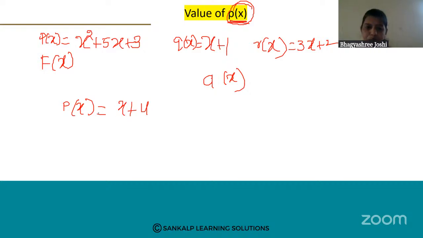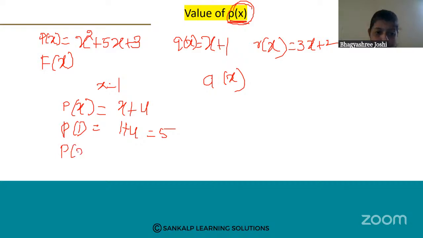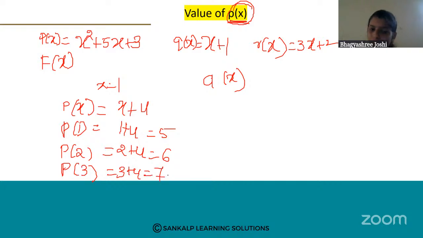I will now substitute x is equal to 1, wherever x is there. That I will call P of 1, meaning in place of x I am substituting 1. 1 plus 4 is equal to 5. If I take P of 2, substituting 2, 2 plus 4 is 6. P of 3, 3 plus 4 is 7. So here we are getting some values. Yes or no?